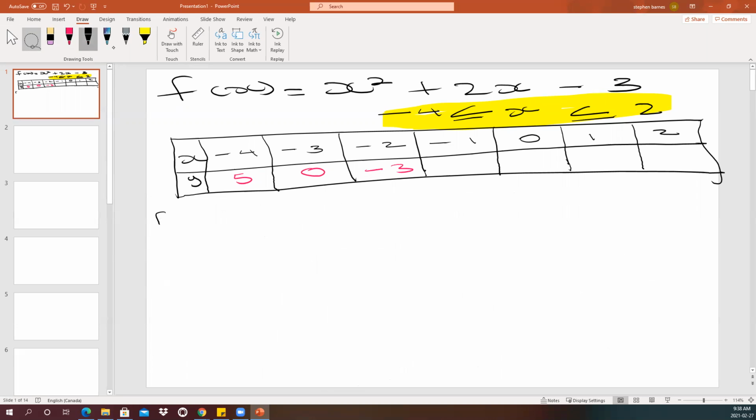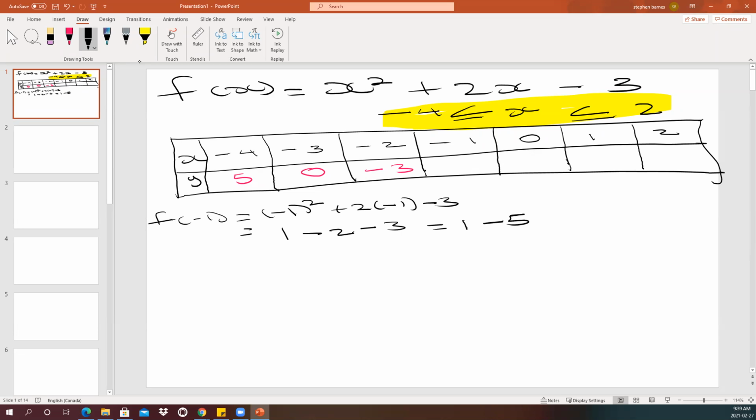All right. So we're at negative 1 now. f of negative 1 is equal to negative 1 squared plus 2 times negative 1 minus 3. That is equal to 1 minus 2 minus 3. I'll just put 1 minus 5, which would give us minus 4 for our answer. So for this one, we have minus 4.